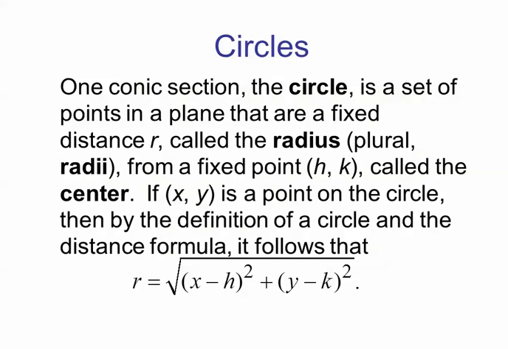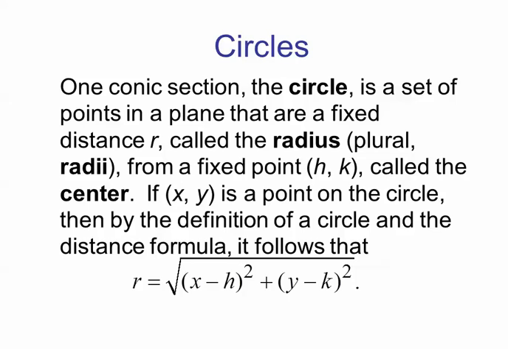Another conic section is called a circle. We all know what a circle is, but we define a circle as a set of points in a plane that are a fixed distance from a fixed point. So imagine if you put a nail in a piece of wood and you take a string of a certain length and put a pencil at the end of it, and then keep that piece of string tight, and draw all the way around, and that's how you get a circle.